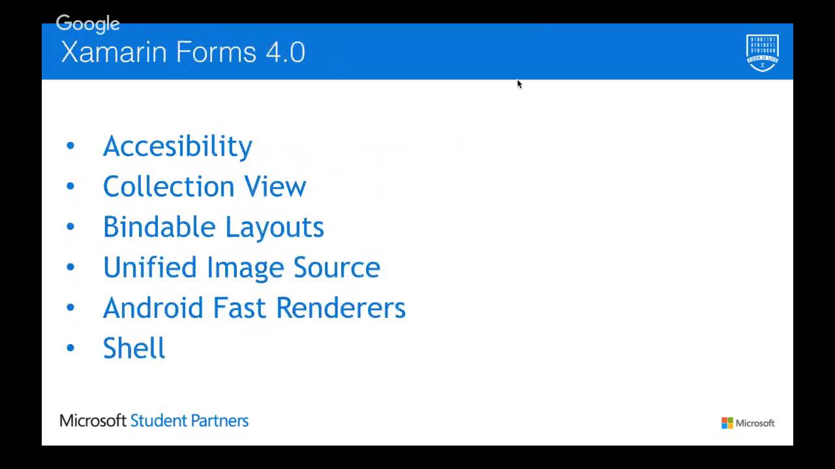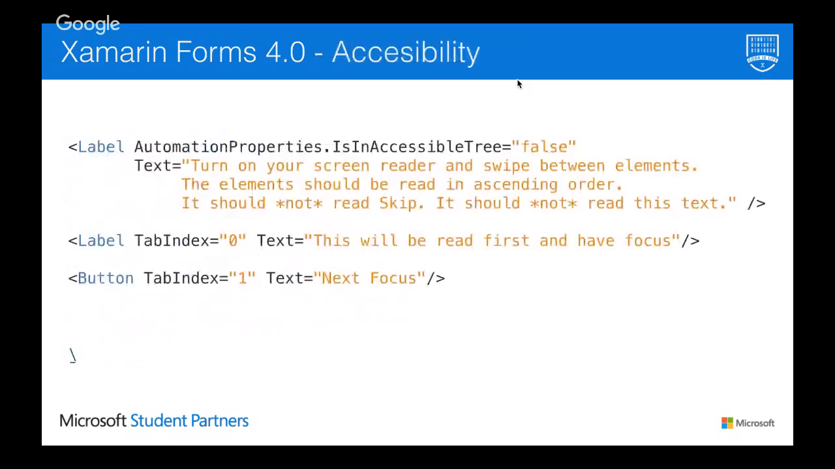So using Xamarin Forms 4, that is the new development now, you get a lot of improvements in mobile development. We will talk about these things. We have some items to discuss, and then we are going to see some samples. In the first place, we are going to talk about accessibility.